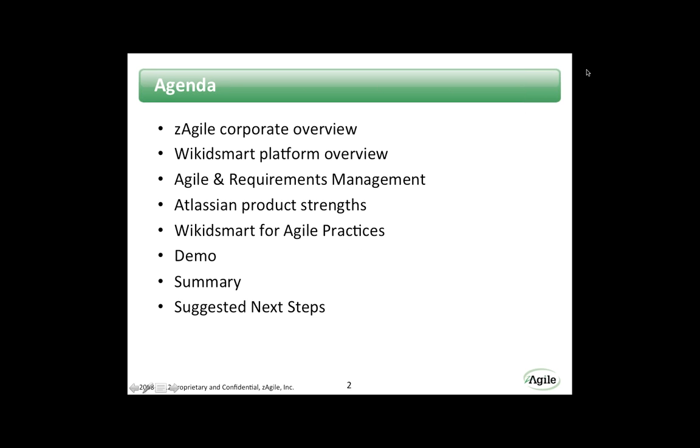So here's the agenda we have for you today. I'll take a quick overview of zAgile, the company, and an overview of the Wikidsmart platform, and then how that plays into Agile and requirements management. We'll talk about the strengths of Atlassian products, Confluence, JIRA, and GreenHopper. And then we'll talk about how Wikidsmart specifically helps with Agile practices. And of course, we're going to show a live demo of that. The demo should be about 15 or 20 minutes. Then Sanjeev will hand it back to me for a summary and suggested next steps.